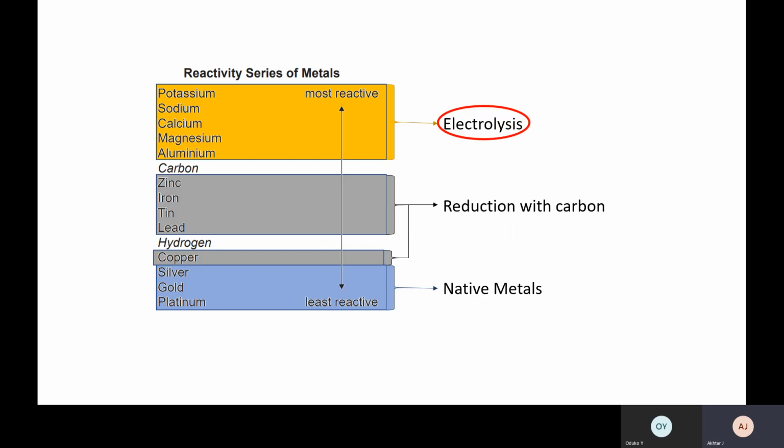Like I said, in the next chapter, electrolysis is used for those metals more reactive than carbon, because carbon wouldn't be able to displace them even in a blast furnace. So we have to use an alternative method. But we have covered reduction with carbon and native metals, and electrolysis will come up in the next topic.